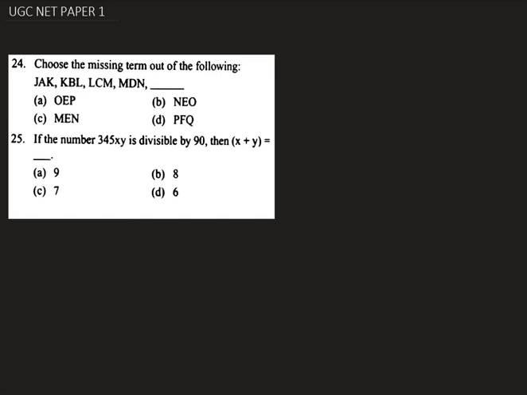Hello, today we are going to solve these two problems from UGC NET Paper 1. Let's see the first problem. We have to choose the missing term out of the following given alphabetical series. Okay, so let us first write the alphabets together with their corresponding numbers in alphabetical order.